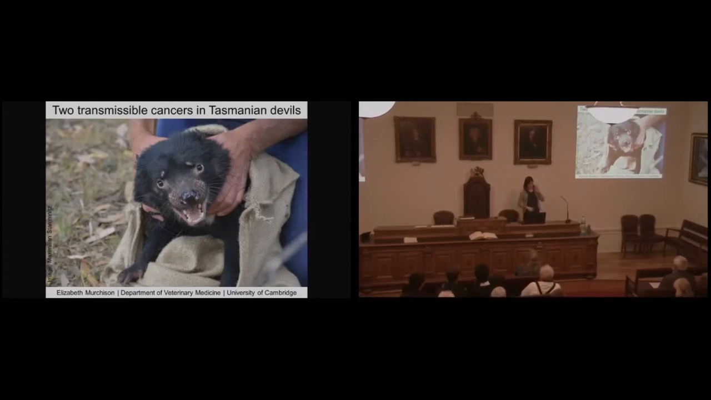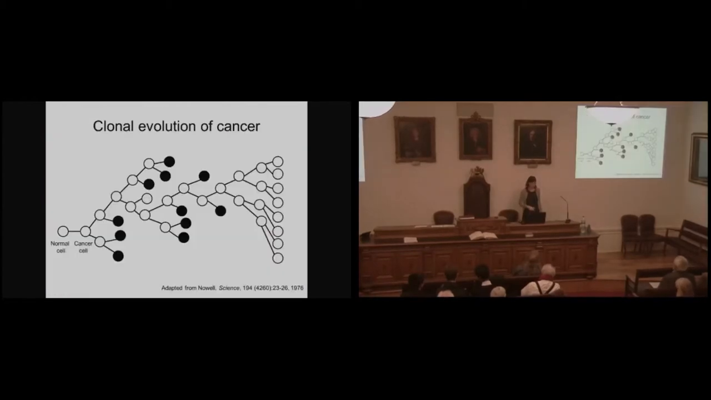I'm going to tell you about Tasmanian devils, and in particular, the fact that they get transmissible cancers. So I'm going to tell you a bit about transmissible cancers. And in the end, I'm going to tell you about a very, very surprising finding that we've made recently, that there are in fact two transmissible cancers in this species. Okay, so I think it's quite fitting to start a lecture here by talking about evolution.